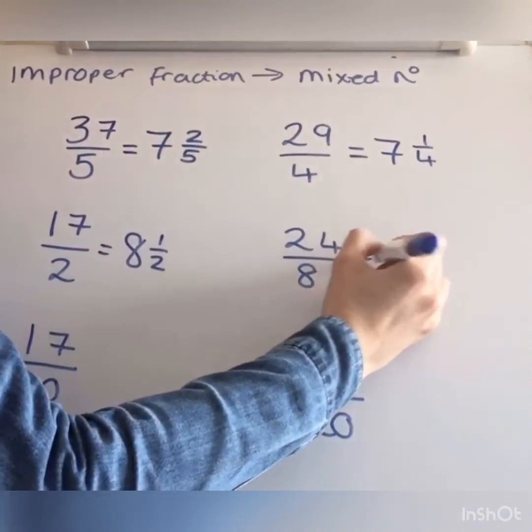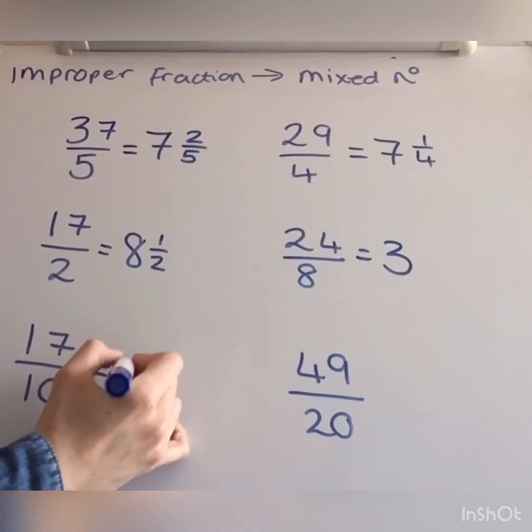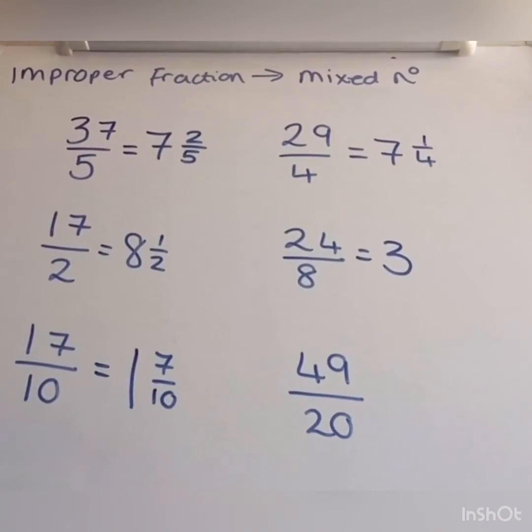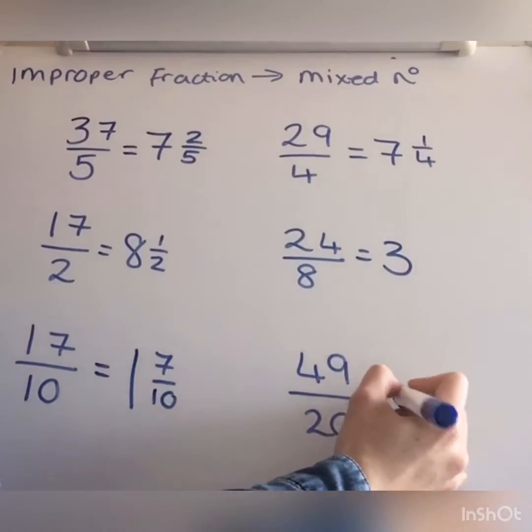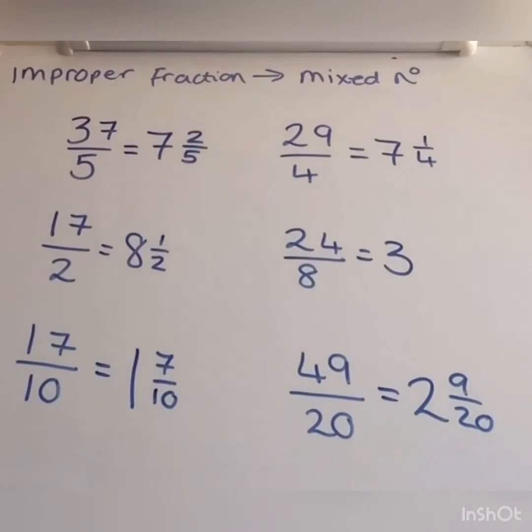8 goes into 24 3 whole times with nothing left over. 10 goes into 17 once with 7 left over, so that becomes 1 7/10. 20 goes into 49 twice with a remainder of 9, so you end up with 2 9/20.